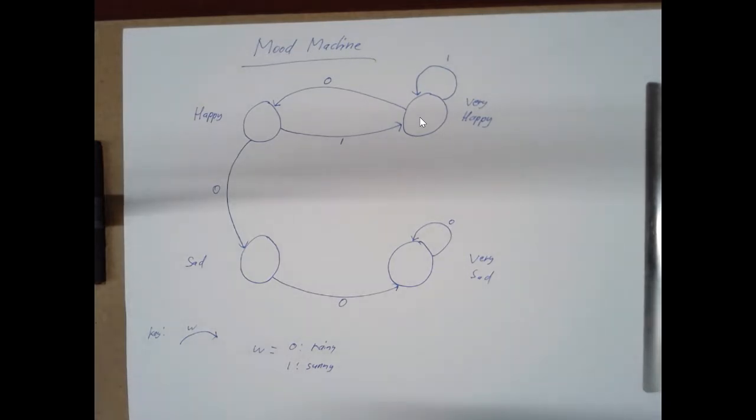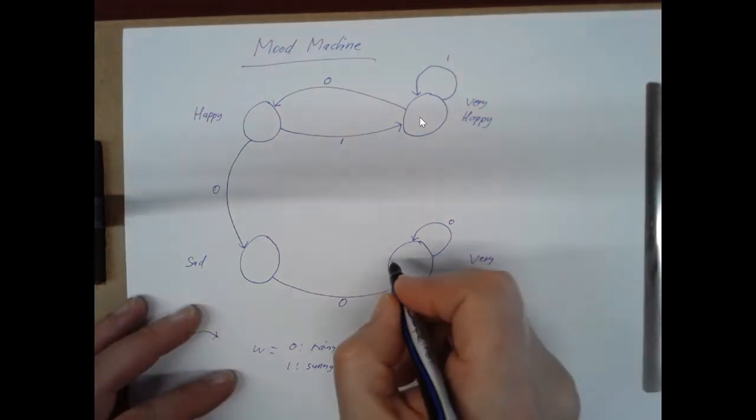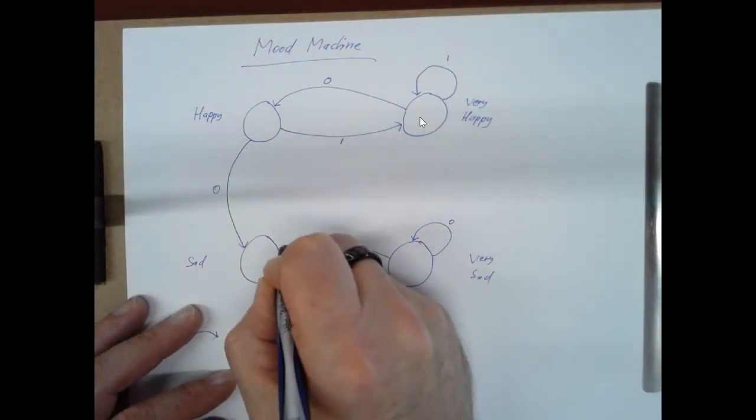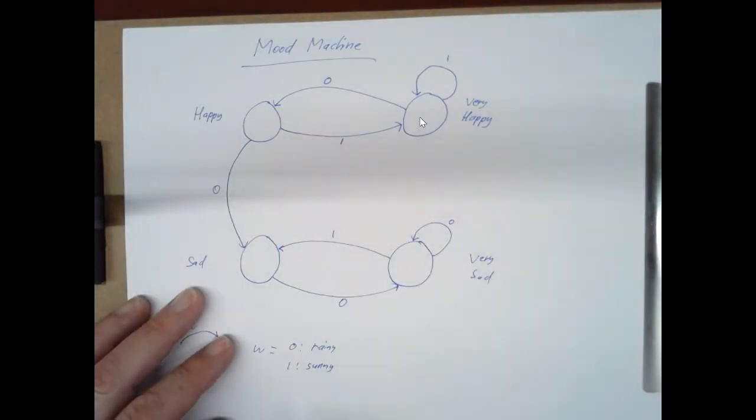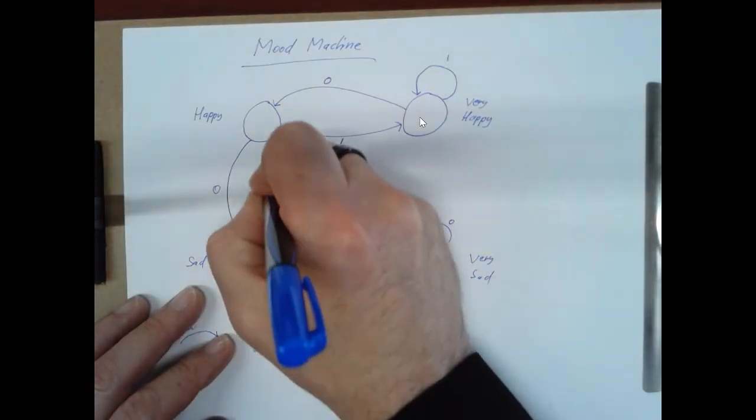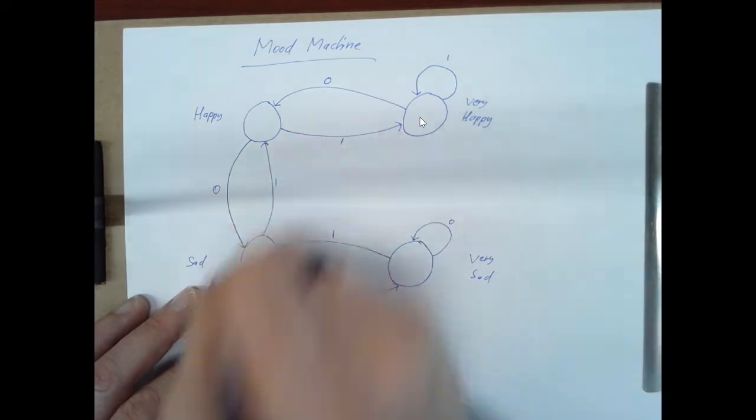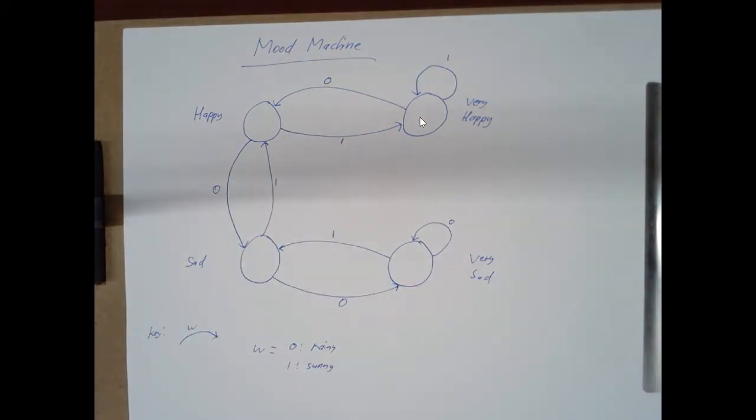All right, and the other direction the same way. If we're very sad and it's sunny, that doesn't make us totally happy, but it changes us from very sad to just sad. And if we're sad and then it's sunny, now we're happy. And if we're happy and it's sunny, then we're very happy.